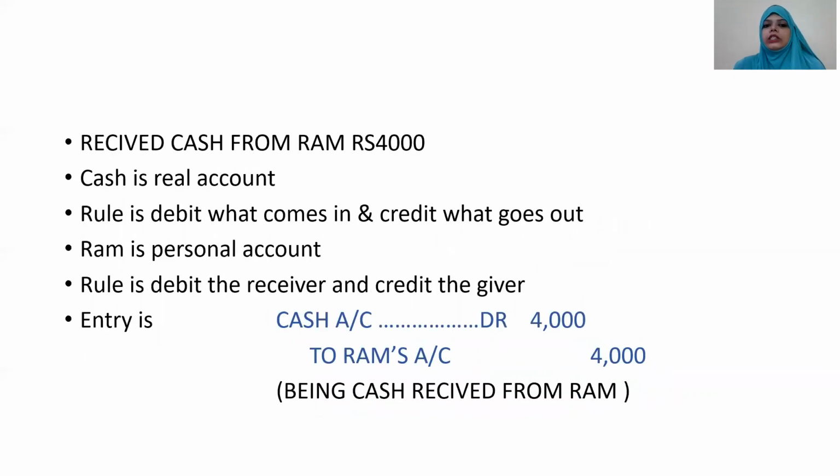Next is cash received from Ram, rupees 4,000. Cash is a real account. So the rule is debit what comes in and credit what goes out. And Ram is a personal account, debit the receiver and credit the giver. So Ram is giving, so credit Ram's account. What is coming inside the business? Cash is coming inside the business. So cash account debited to Ram's account. Being cash received from Ram, rupees 4,000. So this is the entry we have made.